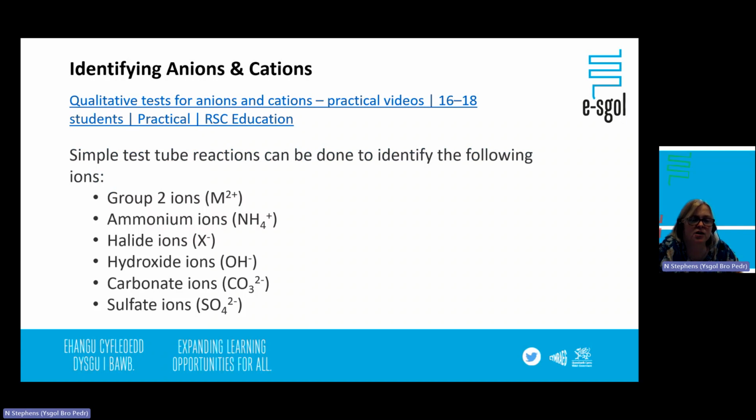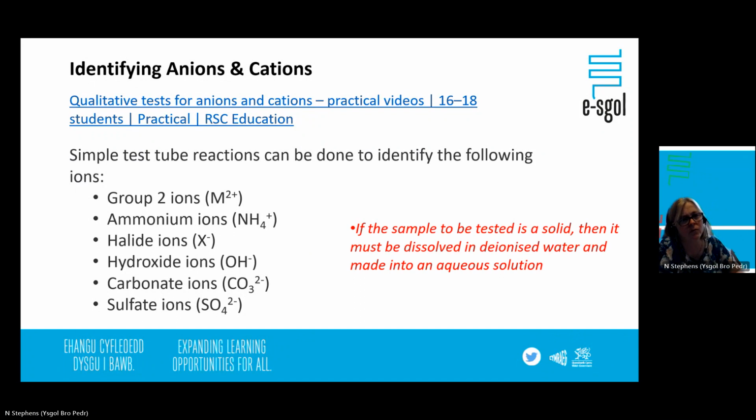But simple test tube reactions are often used, and they're straightforward, quick and easy to carry out, and they will enable you to identify quite an array of anionic and cationic species, from group 2 ions all the way down to sulfate, carbonate, etc., that I've touched upon already.